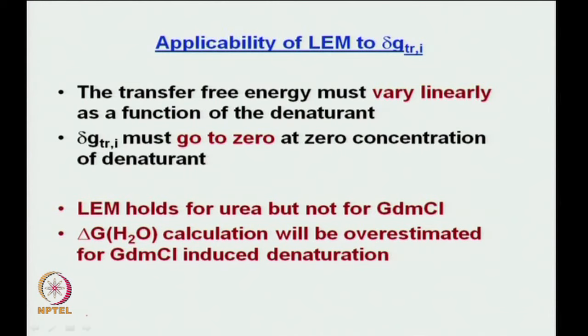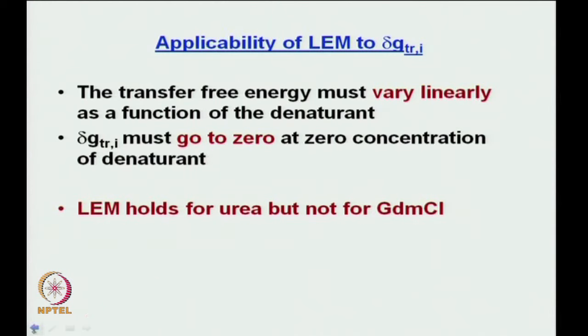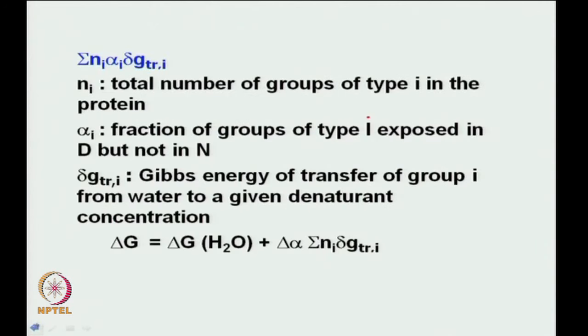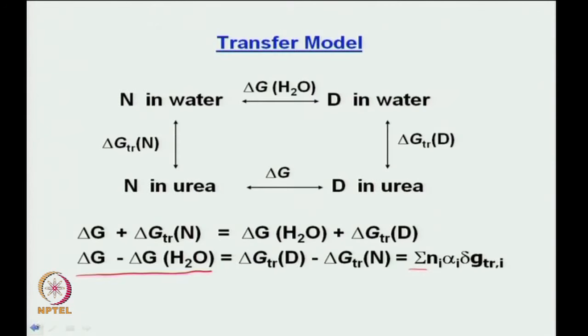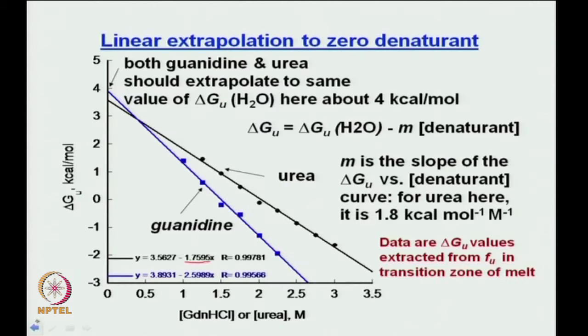Okay. But having said this, just look back at what we had. Now, see, do not you find the same thing happening here? These are two curves, the blue one is guanidine hydrochloride, the black one is urea. Do not you think that the guanidine hydrochloride now is being overestimated? It is because of exactly the same reason you just saw, that delta G transfer was not 0 for guanidine hydrochloride.